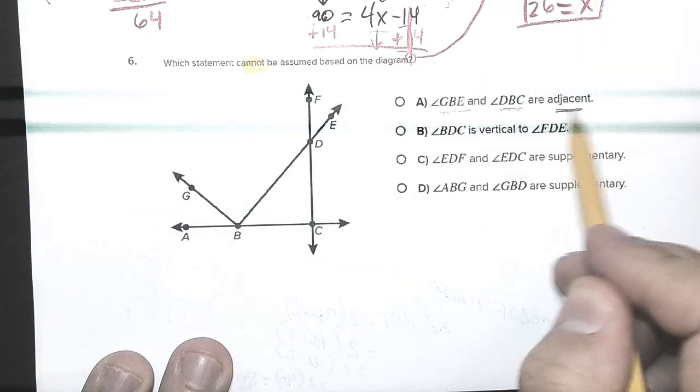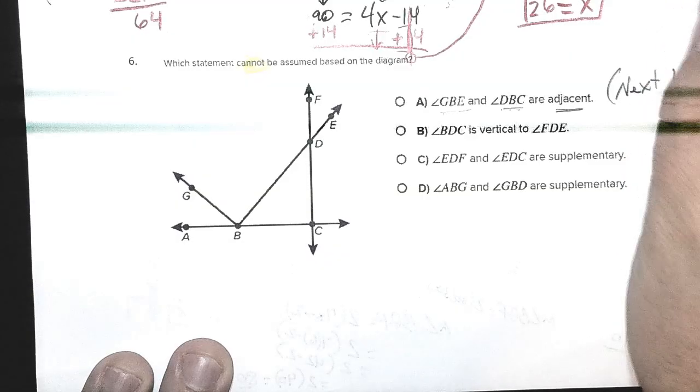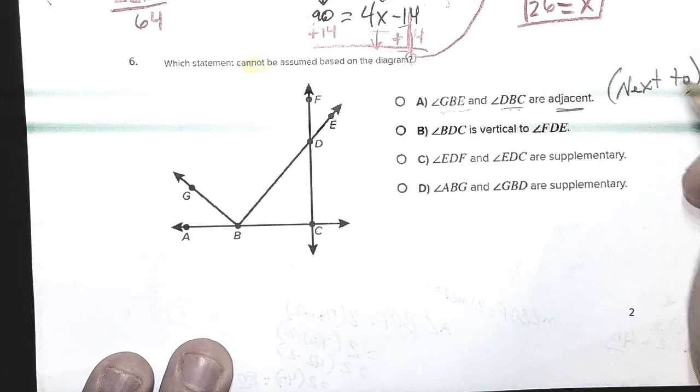It says they're adjacent. What does adjacent mean? Next to. So adjacent means next to each other.